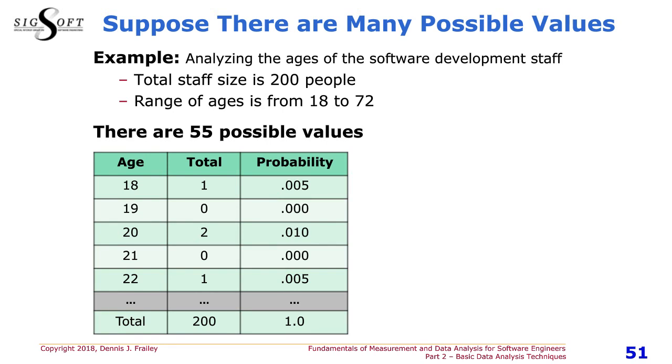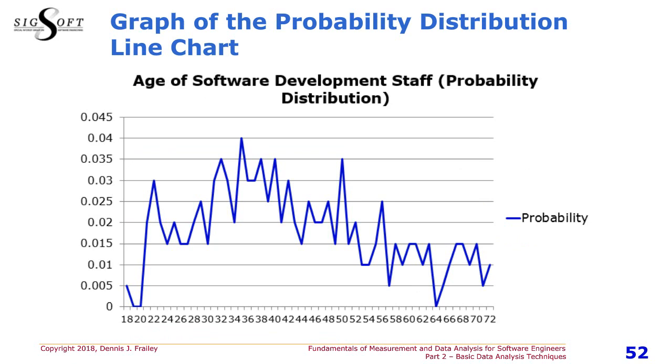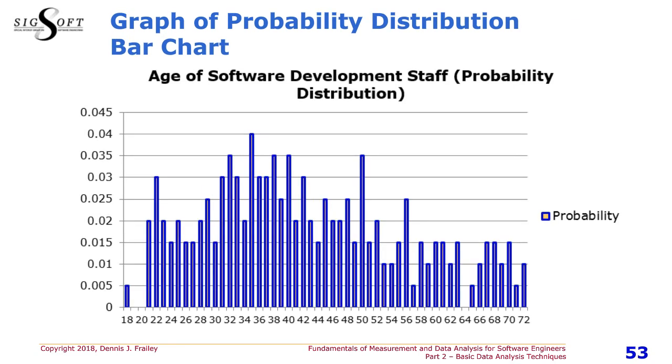And so that's an important point. We'd have a long list with very tiny probabilities. This might be a little more difficult to analyze. Not quite so obvious. Here's what it looks like if you draw a graph. And it looks like a pretty noisy graph, and I'm not sure it's all that easy to understand what you're seeing out of that. Here's a bar graph of the same data, and that's not any more useful either.